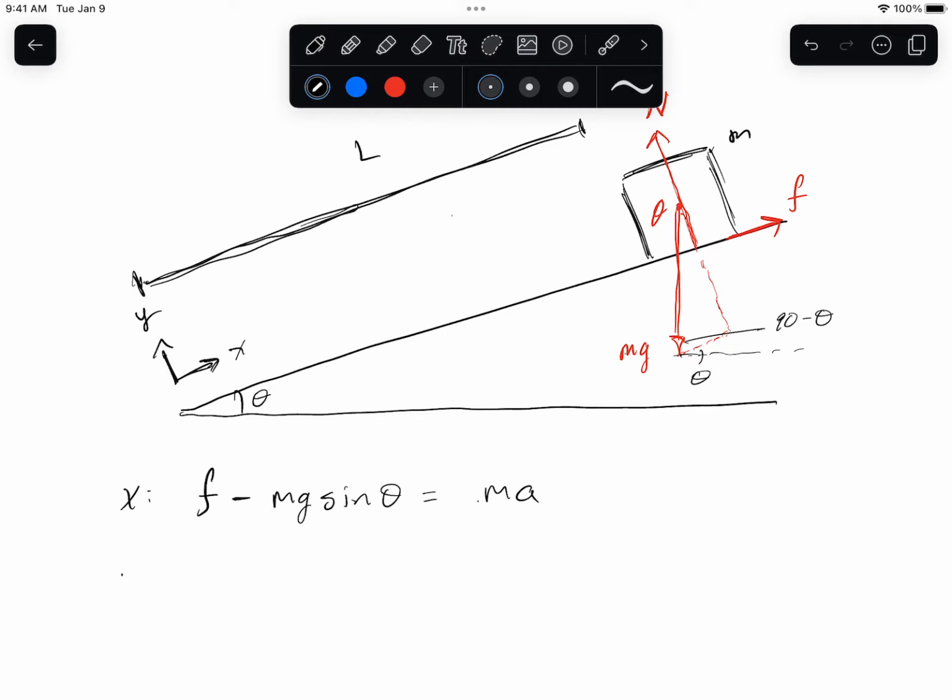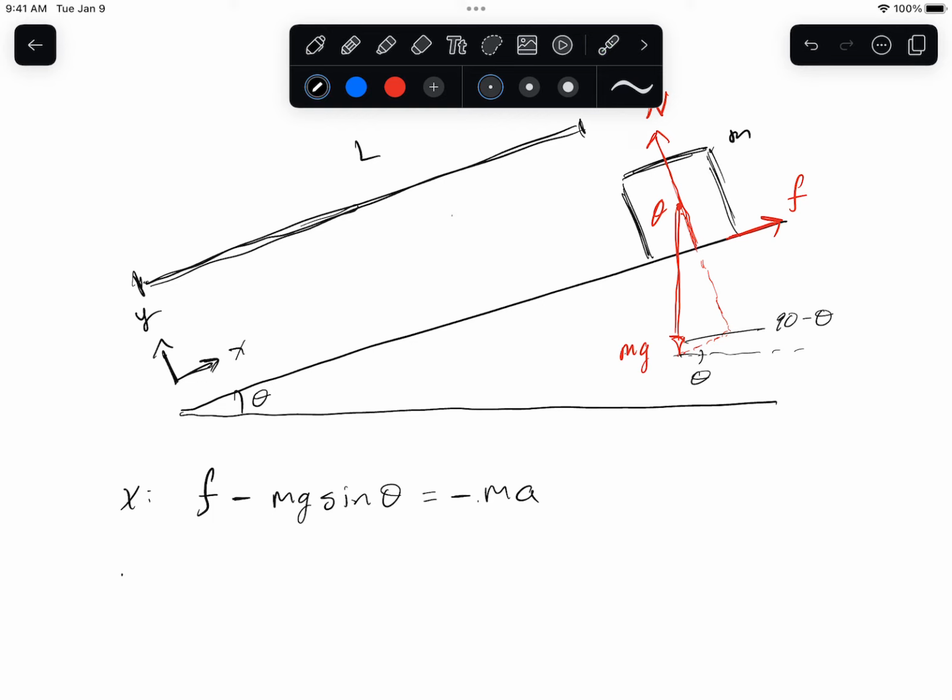Now notice the box is going to be going in this direction, which is negative, so it's going to accelerate in this direction. So the acceleration is going to be negative. Let me go ahead and use that so that this number over here is positive. Okay, let's keep going. That's the x-axis.